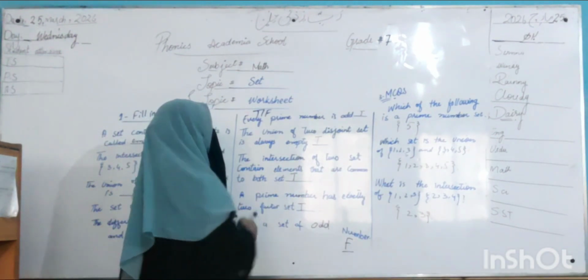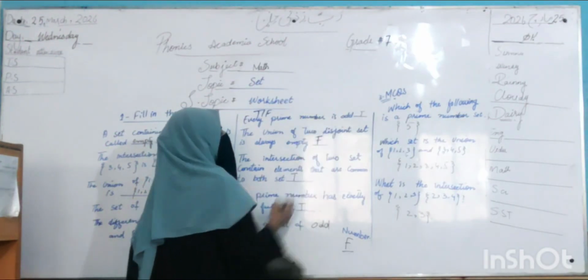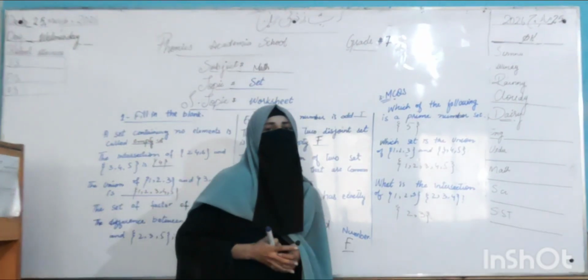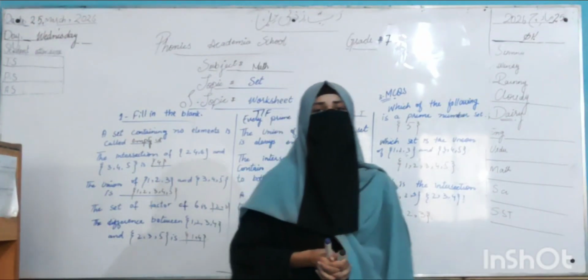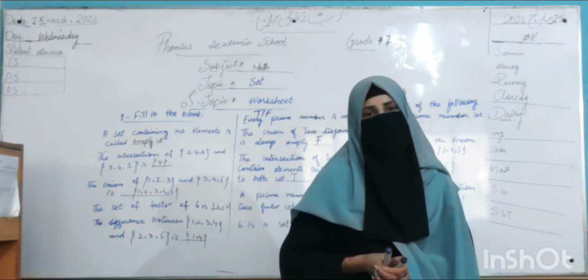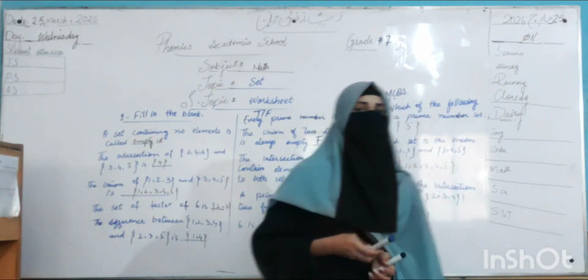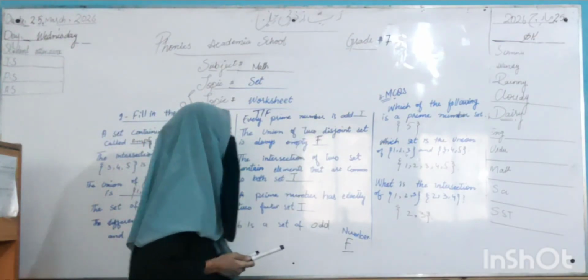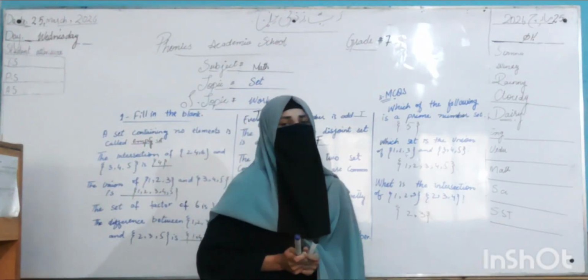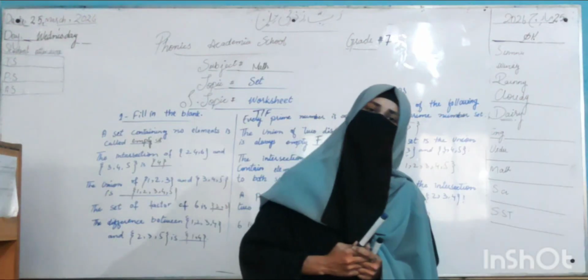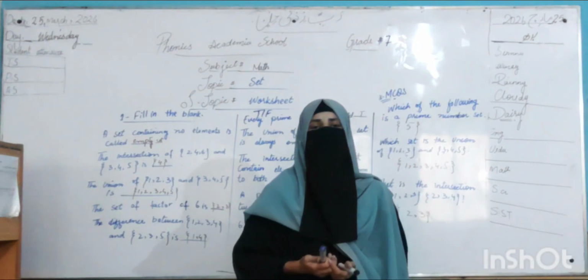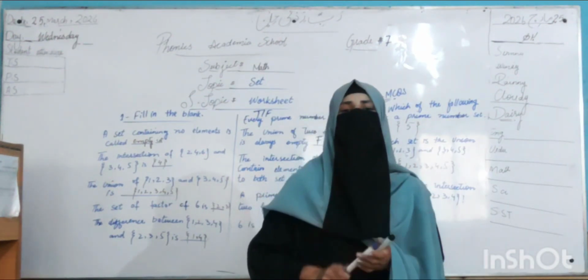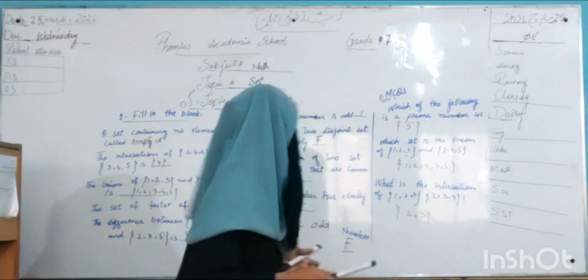So it is false, because when you take the union of two disjoint sets, you arrange all the elements sequentially. So this statement is false, because the union of two disjoint sets is not always empty. When you take the union of two sets, it doesn't matter whether they are common or uncommon; you only arrange all the elements sequentially.